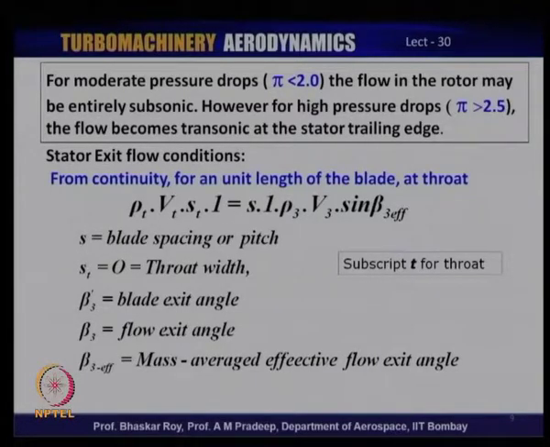Now, the stator exit flow condition tells us that for a unit length of the blade, let us say at the throat of the blade, if we use the continuity condition, we can write down that the throat conditions at the stator, rho t, v t, s t being the spacing, that gives us the mass flow must be equal to the mass flow that is going out of the rotor, which is in terms of rho 3, v 3 and beta 3 effective, that is going out of the exit of the turbine.